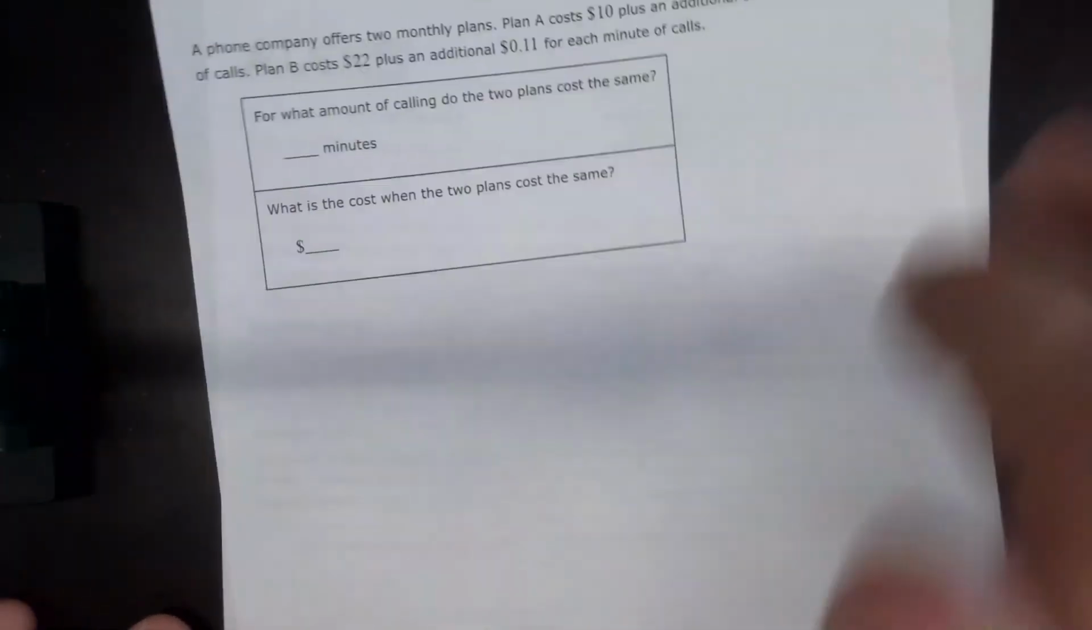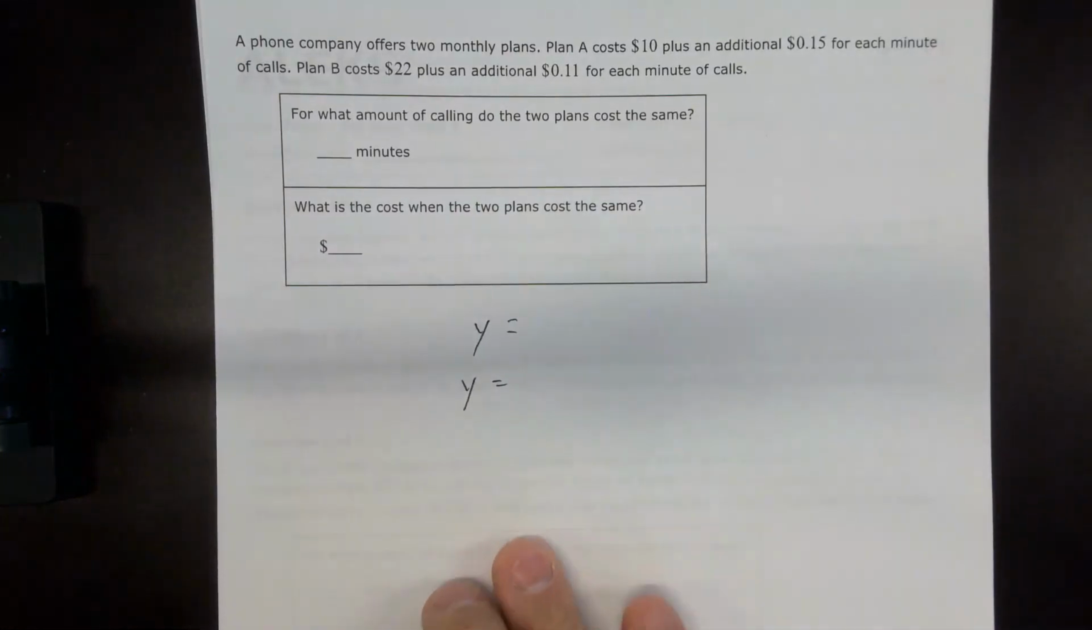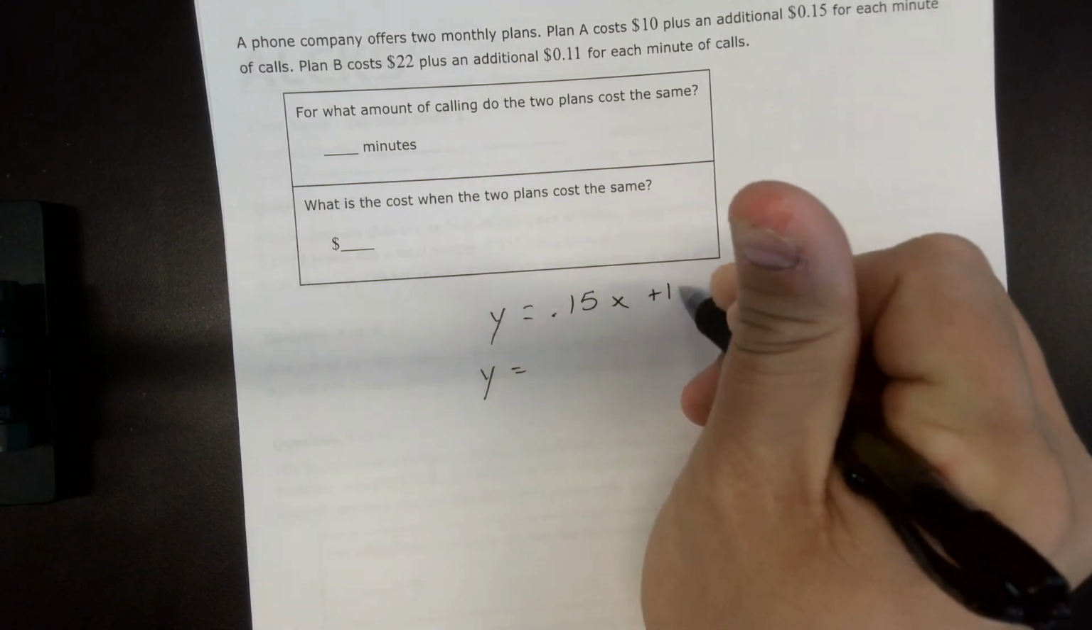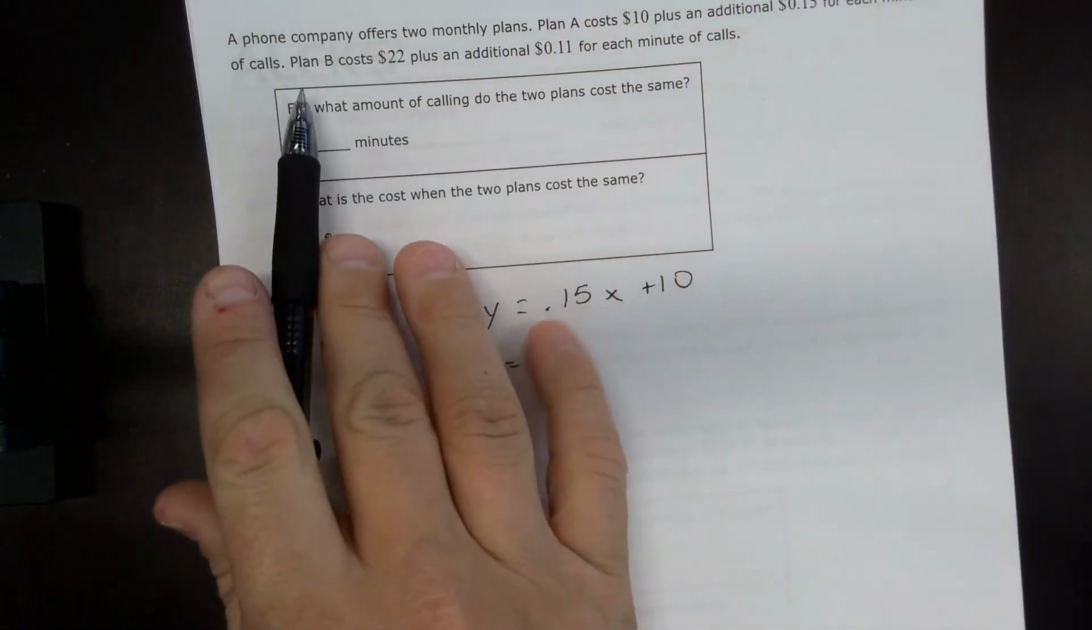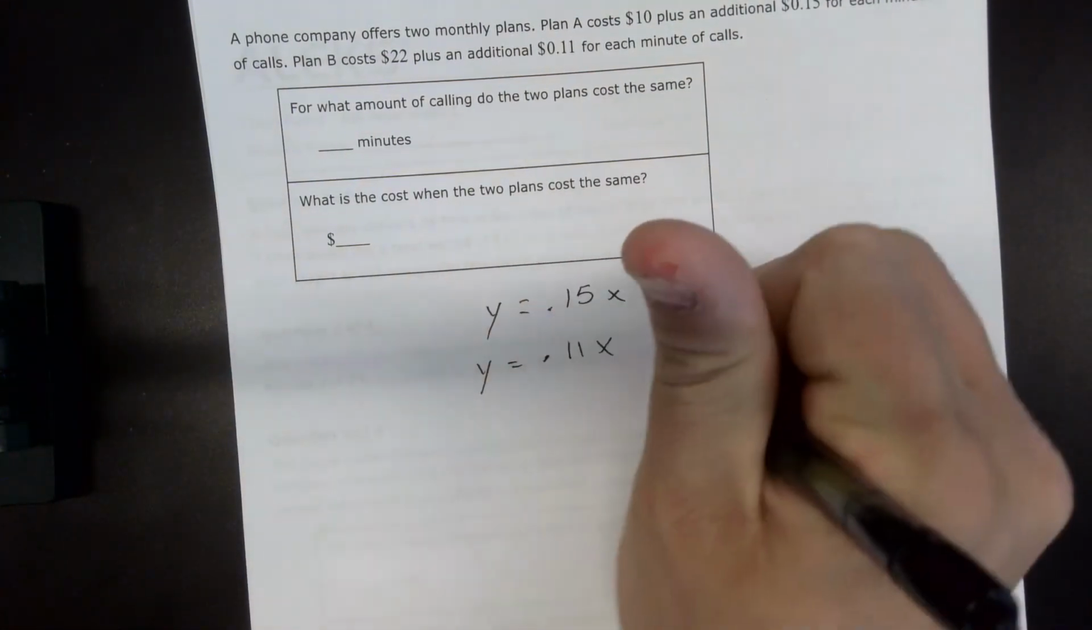Okay, it says a phone company. Anytime you see company, we know we're going to be playing with Y equals. Offers 2 monthly plans. Plan A costs $10 plus an additional 0.15 for each minute. Anytime you see for each, that's our X. That's what's going next to our X. So this is going to be 0.15X plus 10.